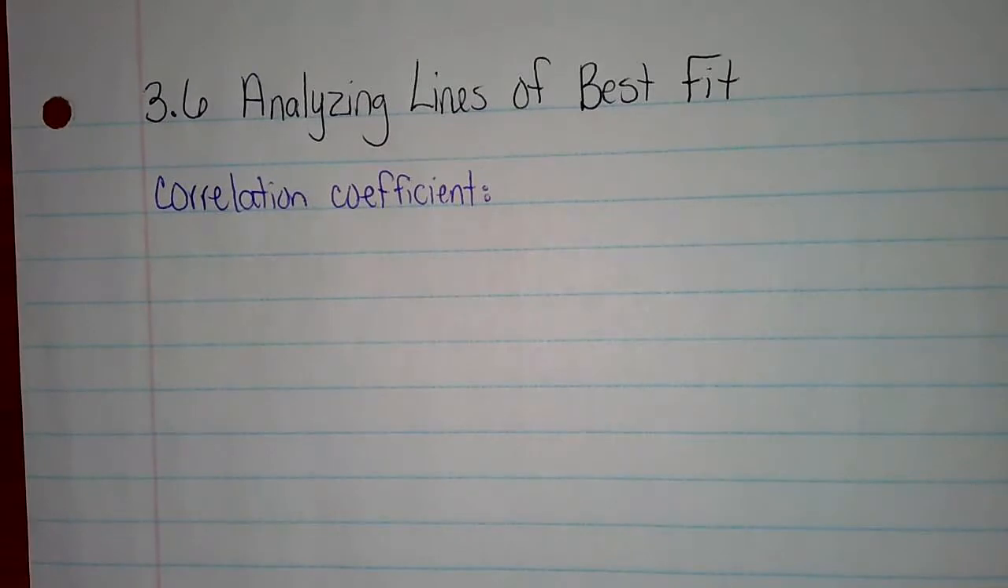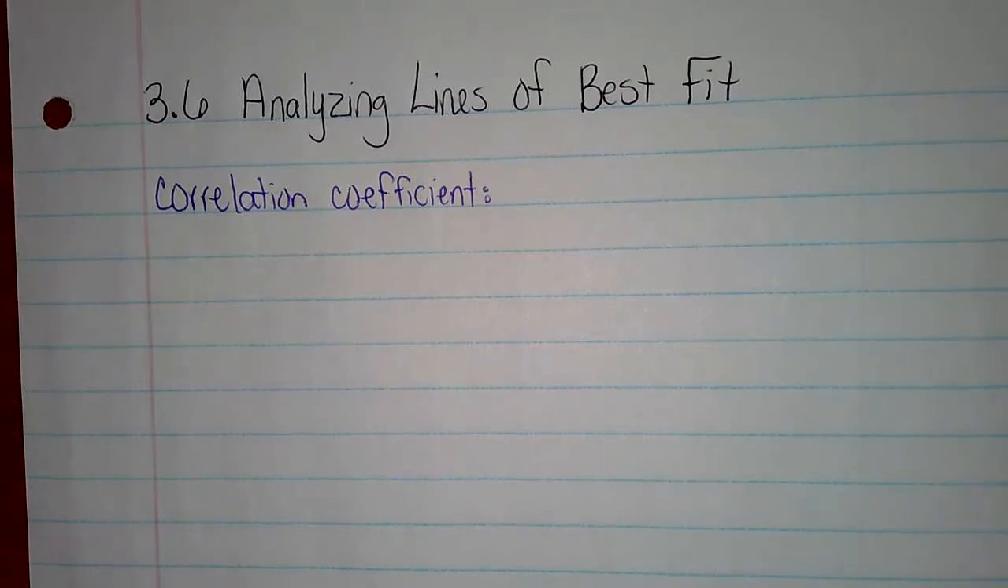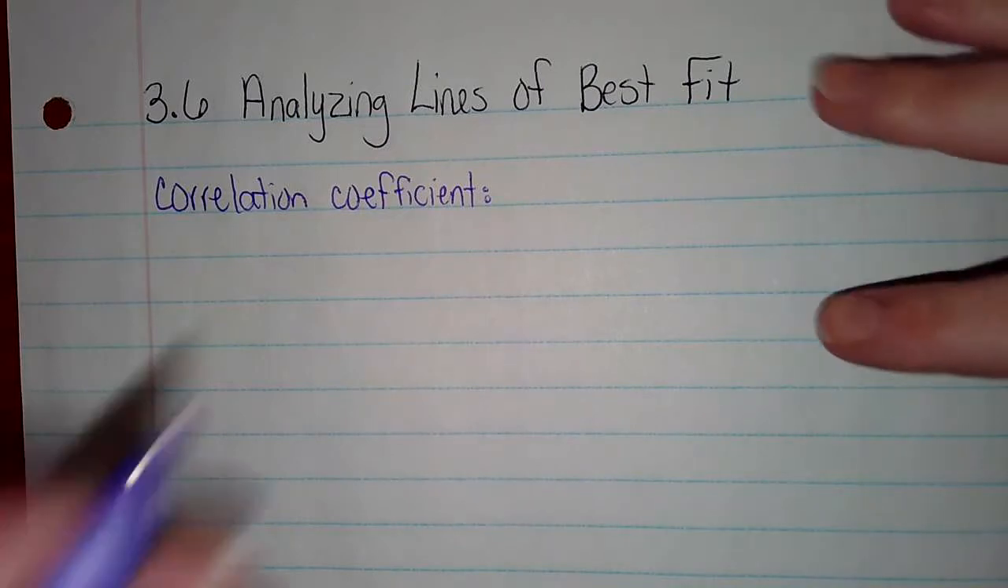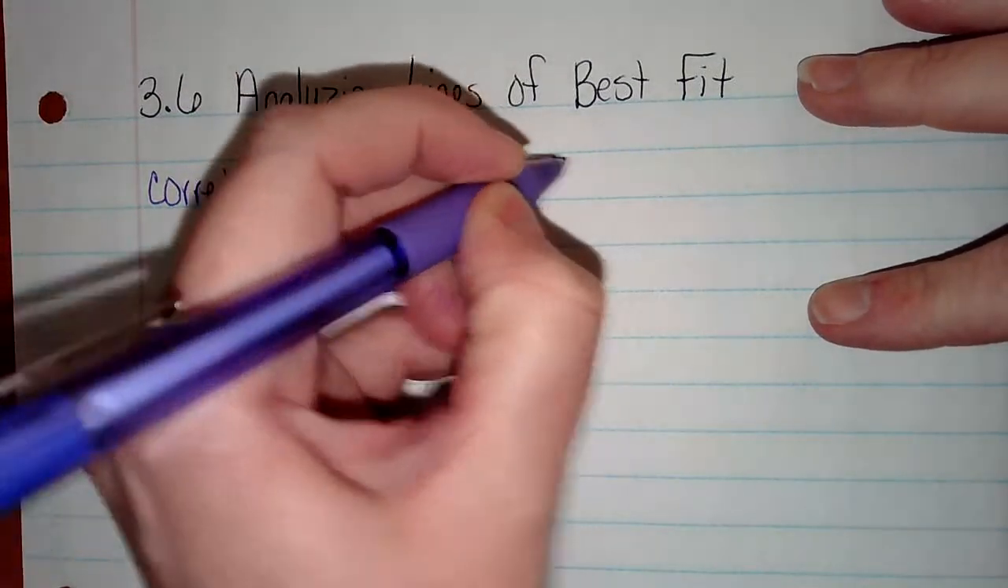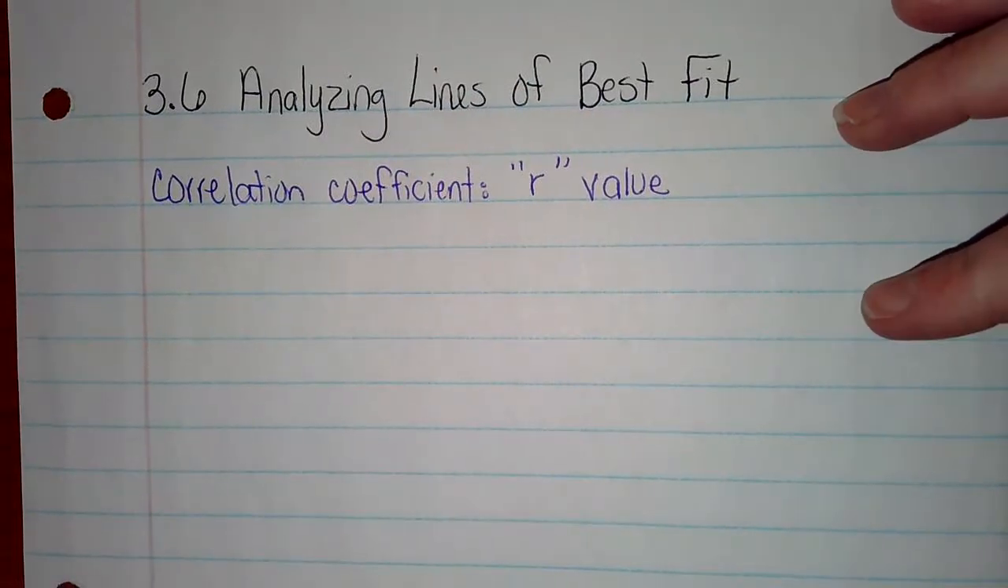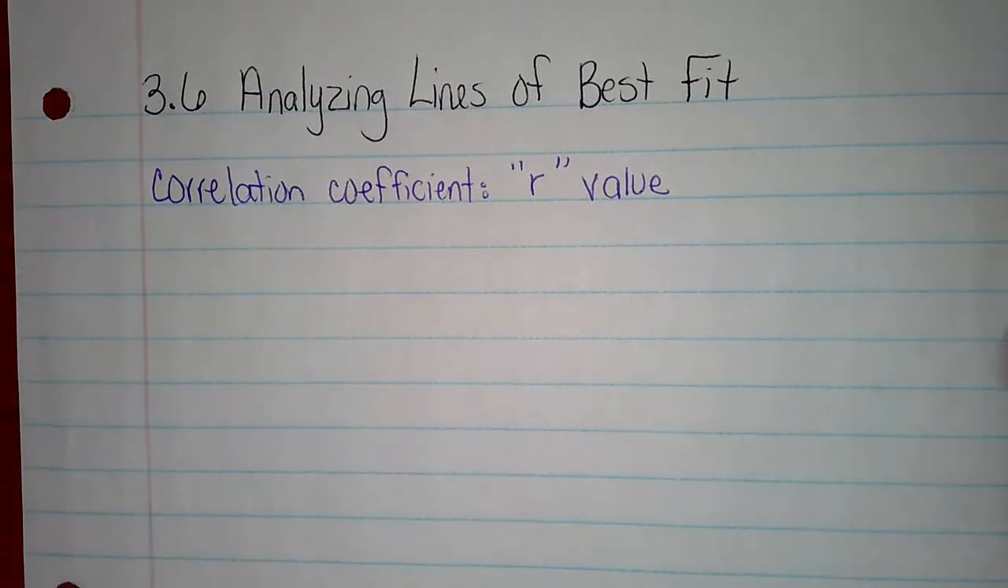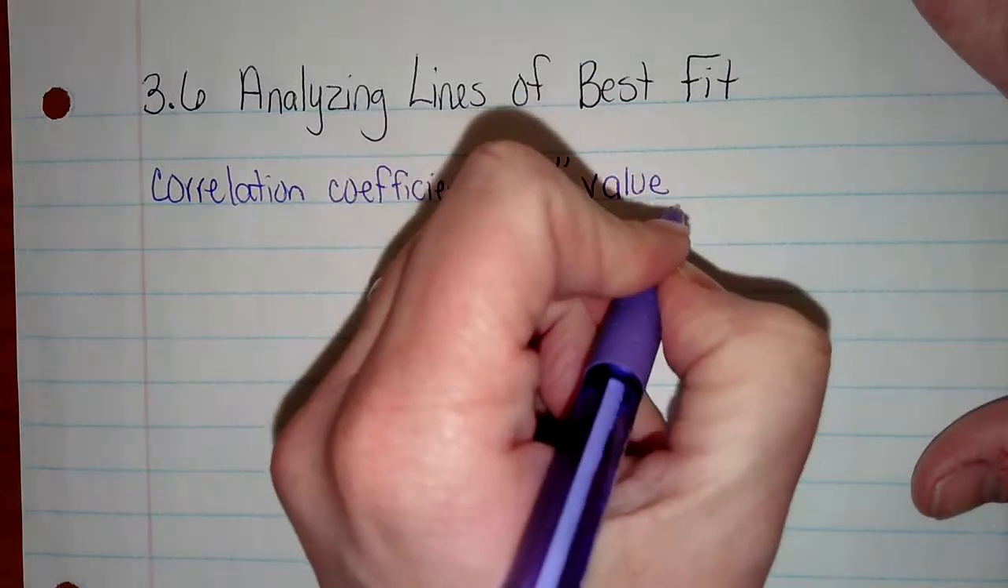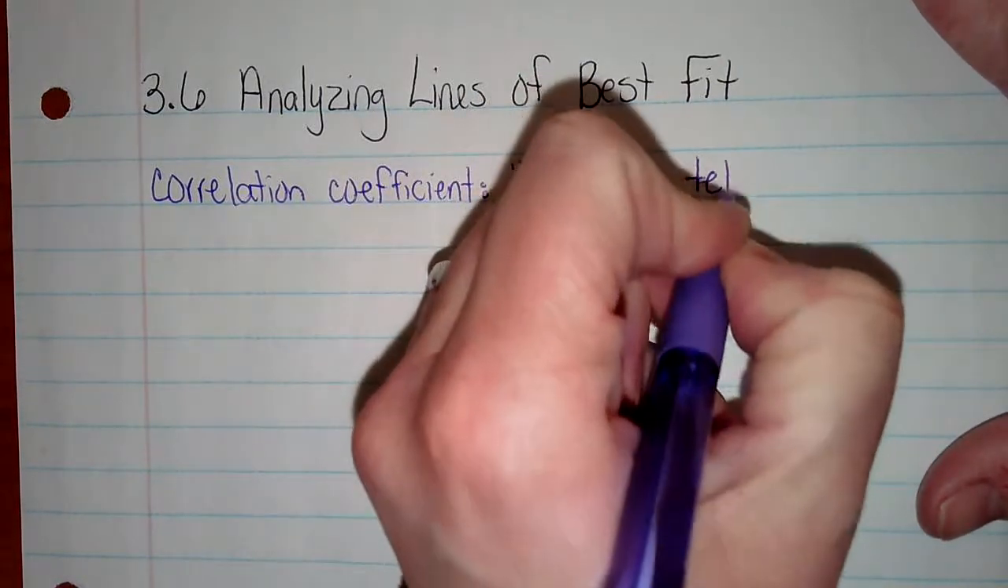If you're given a bunch of coordinates, you can plug them into your calculator, which is kind of cool, but you don't have one. And then you can attempt to find this thing called the correlation coefficient. So it is an R value. Not really sure why they use R. I feel like it should be a C, but it's R.